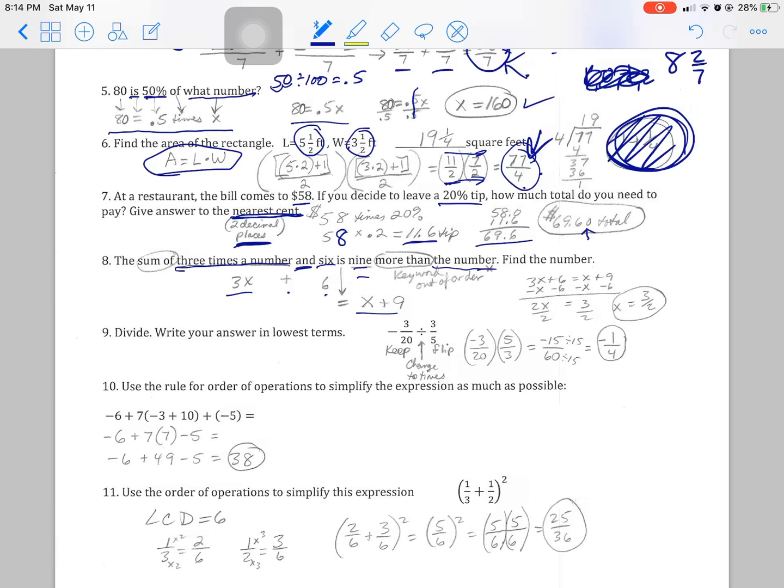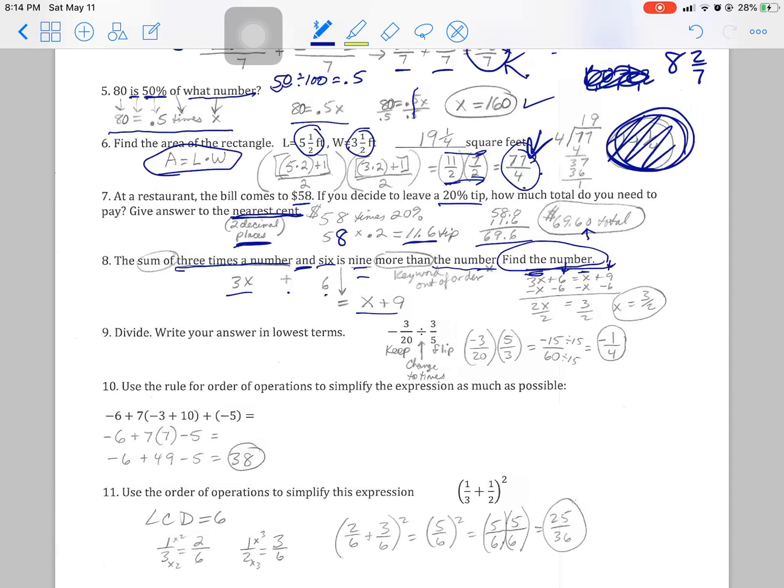Okay? All right, so we got 3x plus 6 equals x plus 9, and then it says find the number. So you can't stop there. You need to go ahead and solve. This is a linear equation. We solve linear equations by getting the x on one side alone and all the constant terms or the numbers without letters on the other side. Okay, these are the variable terms and these are the constant terms.